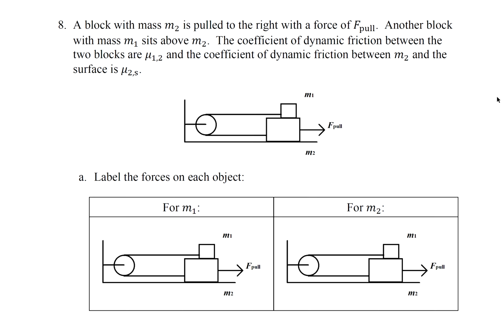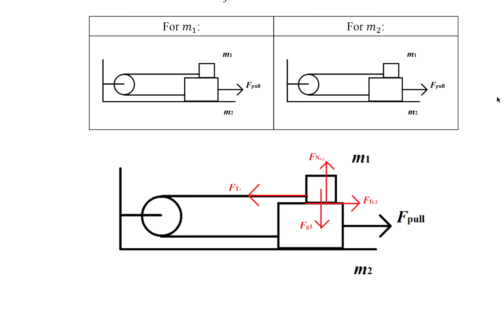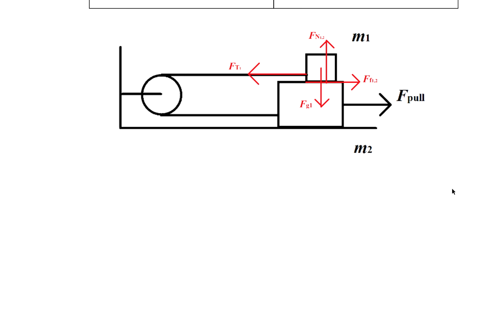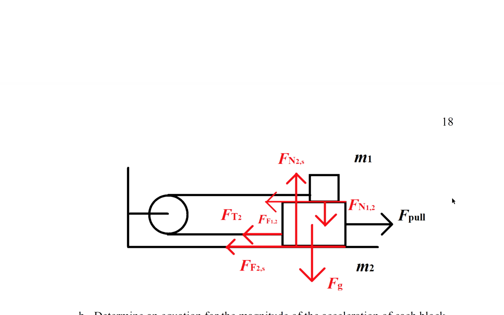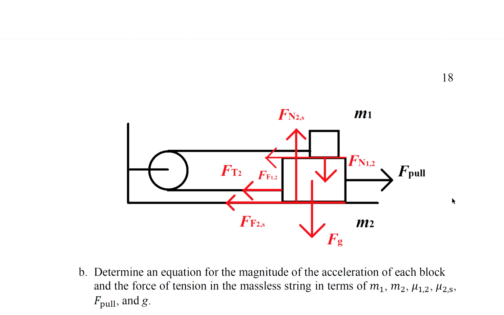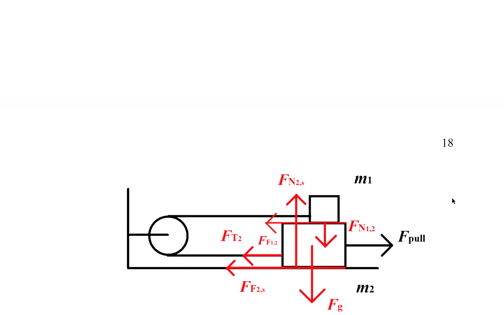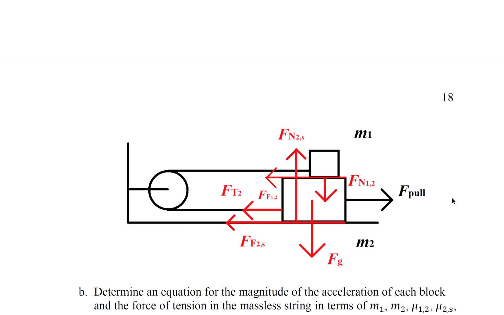Part A, label the forces on each object. So for m1, these are the forces on m1. I did not circle the objects, I apologize. For m2, these are the forces on m2. So once again, these are the forces on m1. And these are the forces on m2.